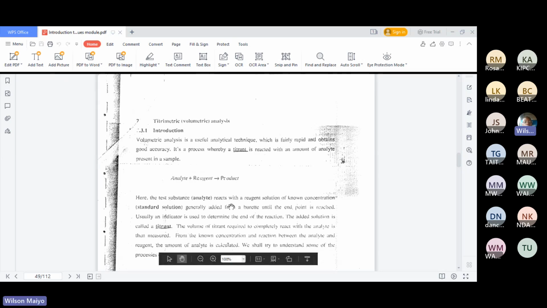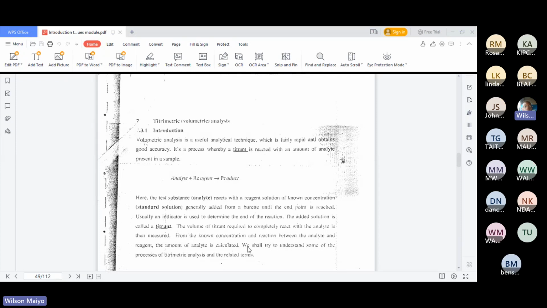So the analyte is a test substance that reacts with the reagent solution of known concentration. Now, this solution of known concentration is referred to as a standard solution. It is added from a burette mostly. So the solution of known concentration is placed in a burette, and then the analyte normally in a beaker. Then you allow some amount from the burette to add into your analyte, of course, having added the indicator for it to give you the endpoint, so that you are able to identify the endpoint.